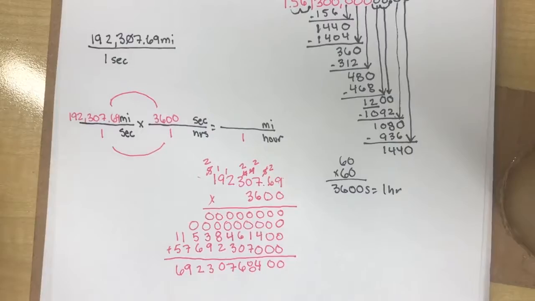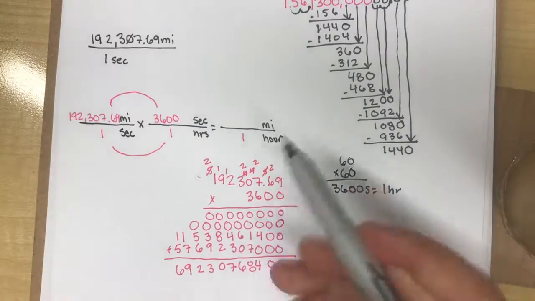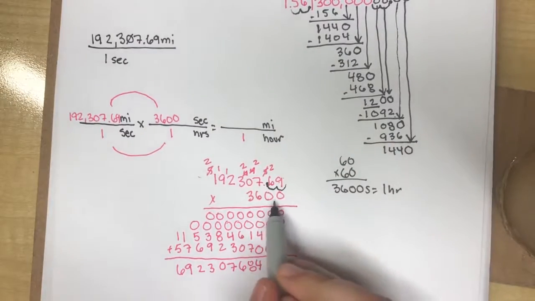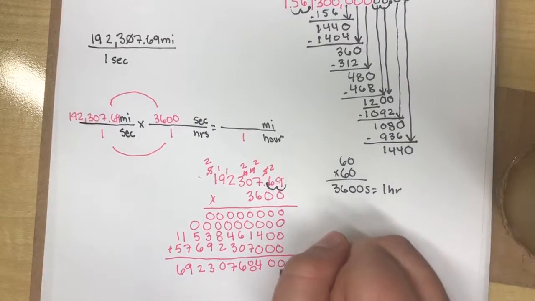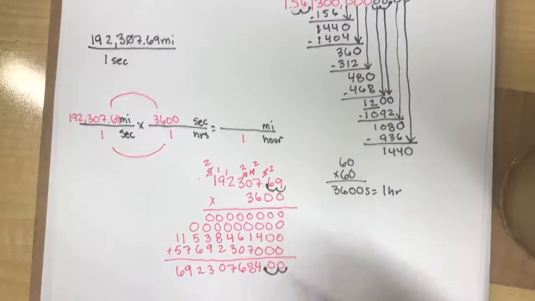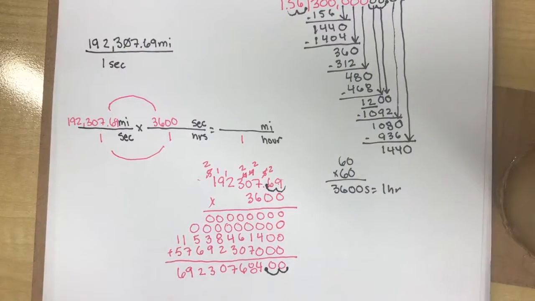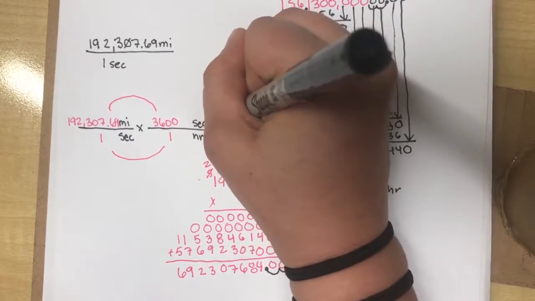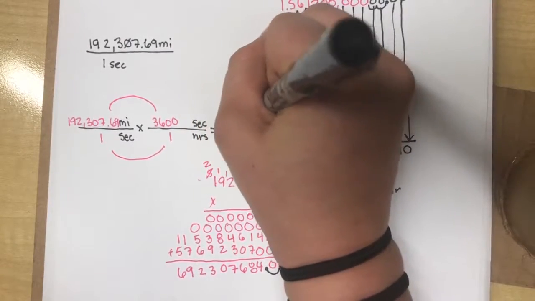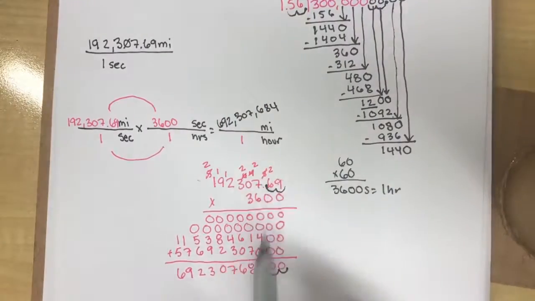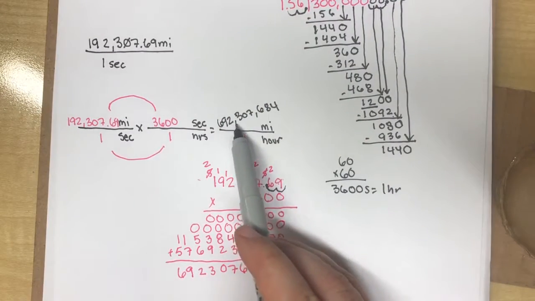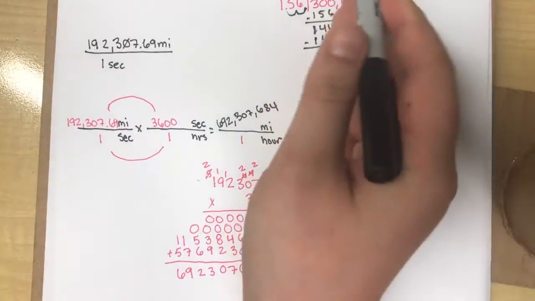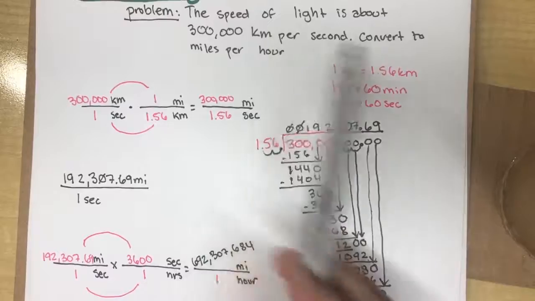Okay, and then now I want to worry about the decimals. So there's 2 decimal spaces here, and then there's no decimal spaces here. So I'm going to go to the end of this number and go 1, 2. And that's my final answer. So this is 692,307,684. And now I'm in miles per hour. So I've converted this speed to miles per hour.